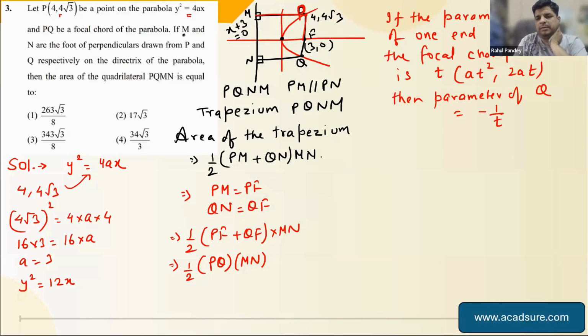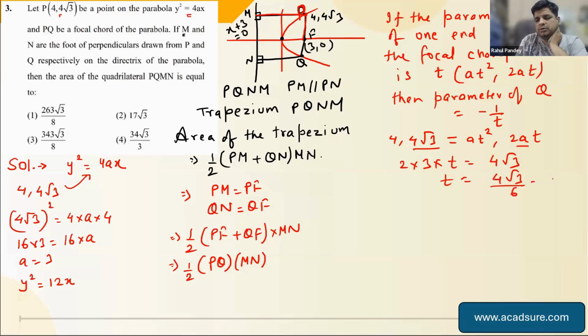If the parameter of point P is t, which means (4, 4√3) is equal to (at², 2at). So let's compare the y coordinate. 2 into 3 into t is equal to 4√3. So t would be equal to 4√3/6, which is 2√3/3 or 2/√3. So the parameter of Q would be -√3/2.